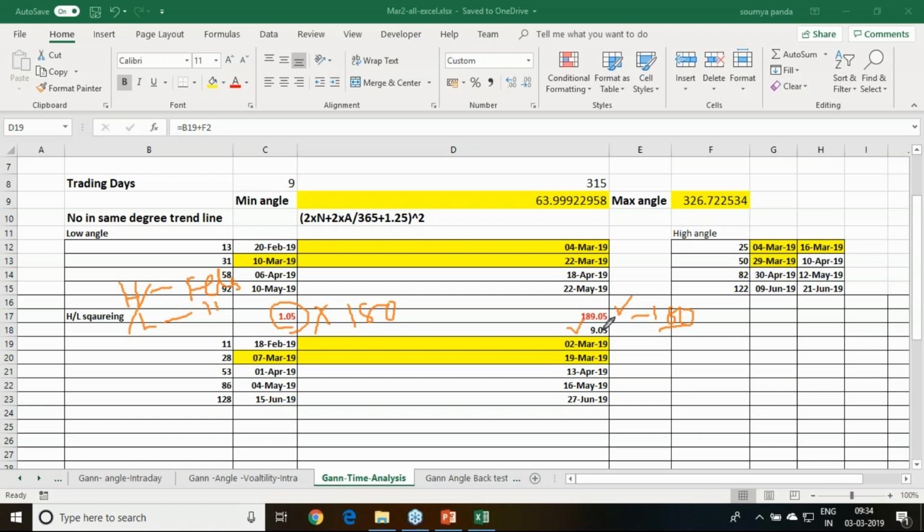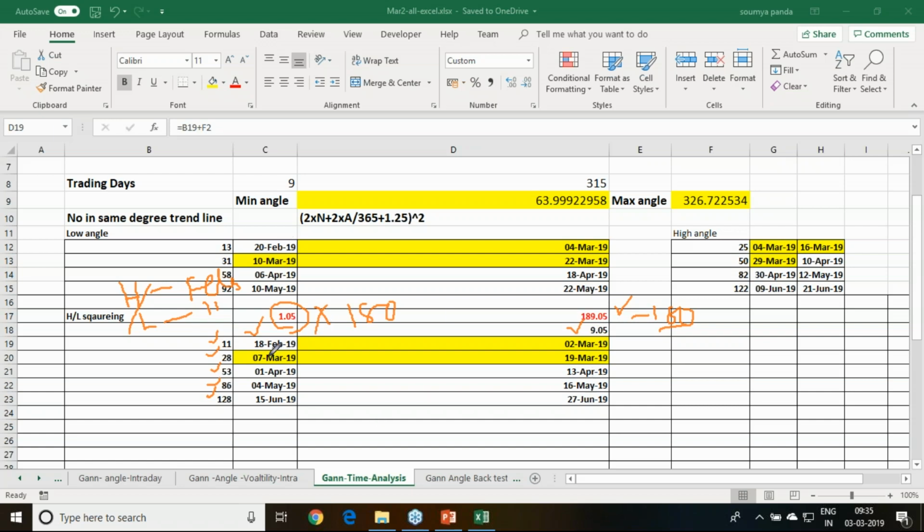And using this 9, I am finding the numbers in the 9-degree trend line. So I got 11, 28, 53, 86 and 128. So after getting this, I am adding it to the low formation day and the high formation day. First I have added to the high formation day, I got a bunch of dates. I have added to the low formation date, I have got a bunch of dates.